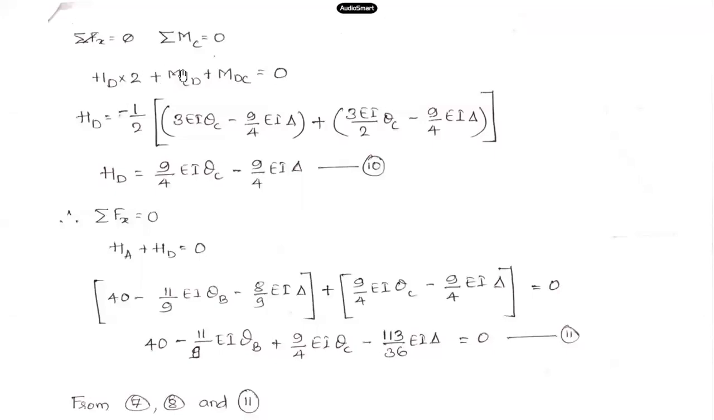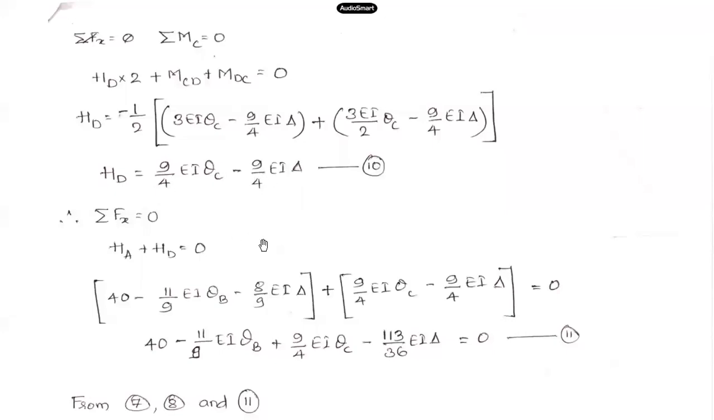Or I'll be able to write what HD is equal to. Except for HD, all other terms have been taken towards the right. So I'll get the equation for HD: minus 1 by 2 into MCD, which is 3EI theta C minus 9 by 4 EI delta, plus MDC, which is 3EI by 2 theta C minus 9 EI by 4 delta. And that will give me HD, again in terms of theta C and delta.